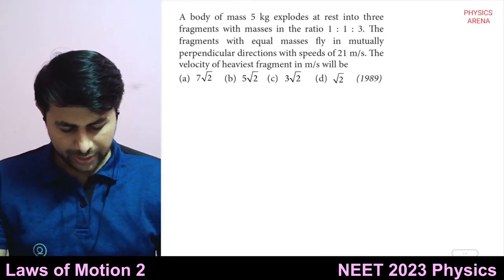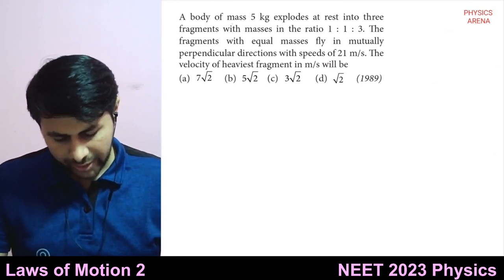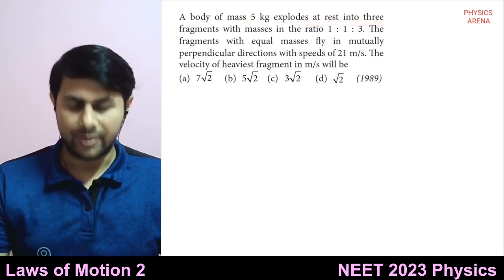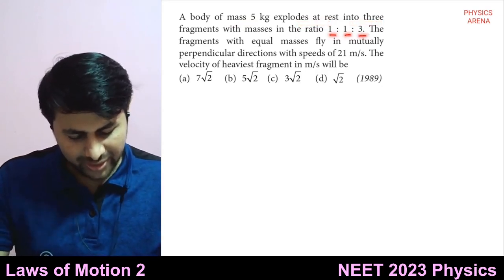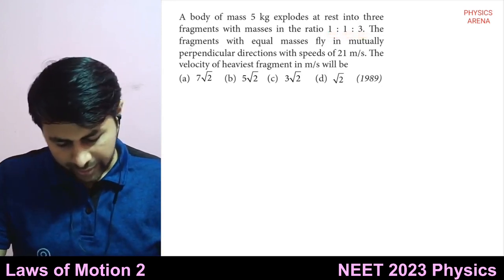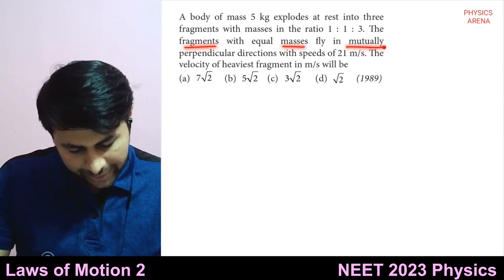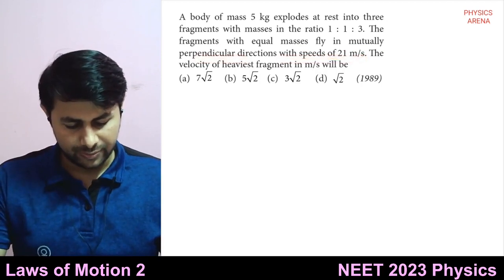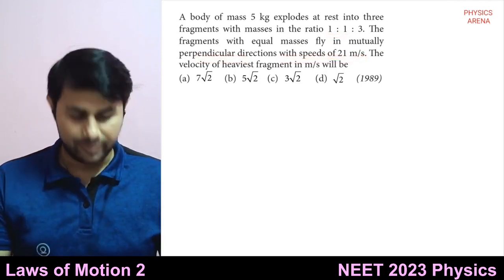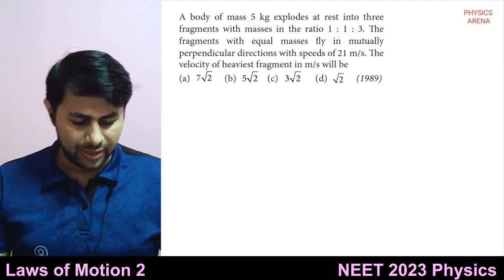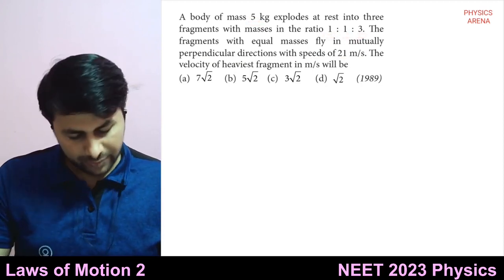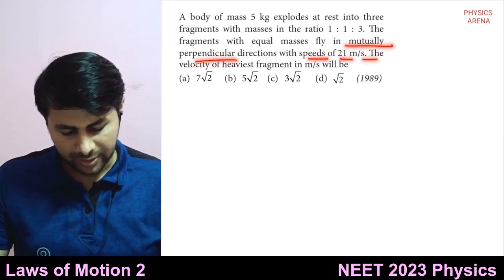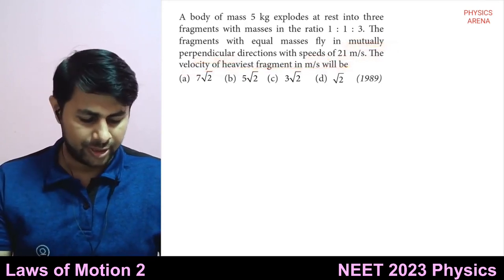So let's move on to the next question. A body of mass 5 kg explodes at rest into three fragments with masses in the ratio 1:1:3. The fragments with equal masses fly in mutually perpendicular directions with speed of 21 meters per second. If it is 5 kg, then this will be 1 kg, 1 kg, 3 kg. The velocity of the heaviest fragment in meters per second will be?